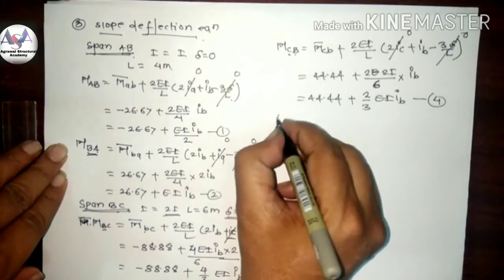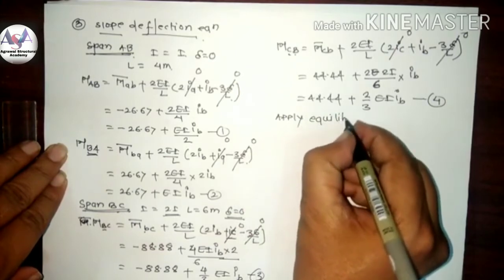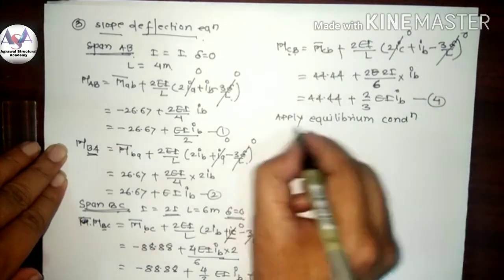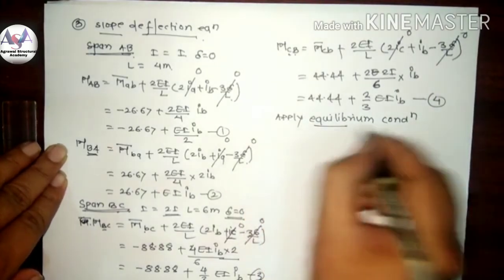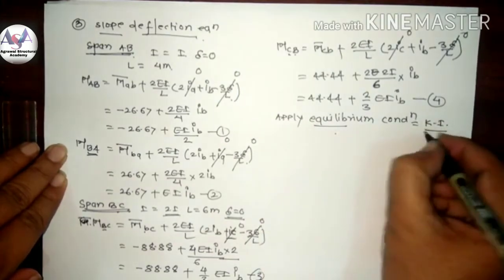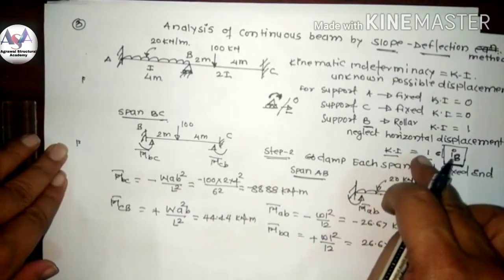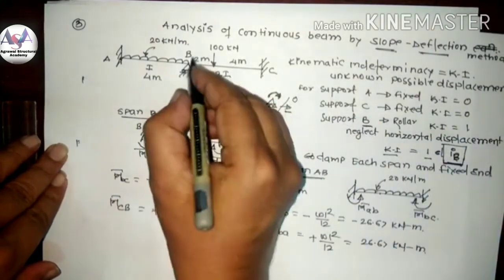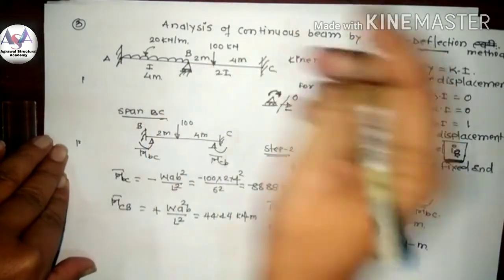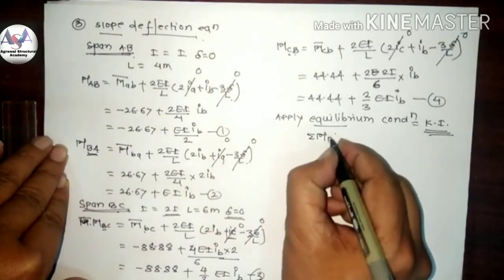So here the next step is to apply the equilibrium condition. Now this is most important here, equilibrium condition. So always these conditions are equal to the Ki, kinematic indeterminacy. Now here, how much is Ki? Ki is 1, means we have to apply only one condition, where θB is the only unknown displacement. So take sigma MB is equal to 0.